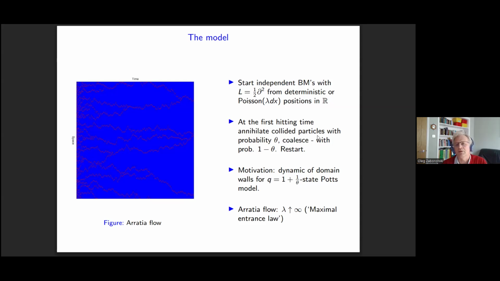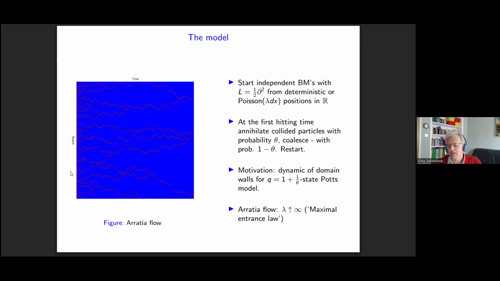Okay, and one model which you know better than I do is the Arratia flow. This is the model when theta is equal to 0, particles only coalesce, and I can realize it by starting with a Poisson initial condition and taking its intensity to infinity. So the so-called maximal entrance law. And here I tried to illustrate the Arratia flow. The time is running horizontally, space vertically. If you are sitting reasonably far away from your computers, it will appear that particles indeed start from every point of R, but at any positive time, the density of particles is already finite, and you see the coalescing trajectories. The particle density decays with time as 1 over the square root of time.